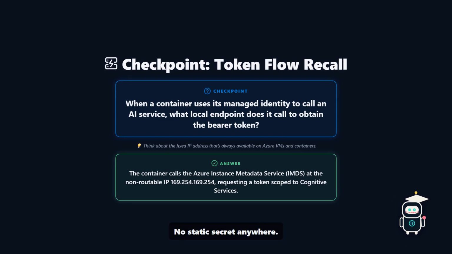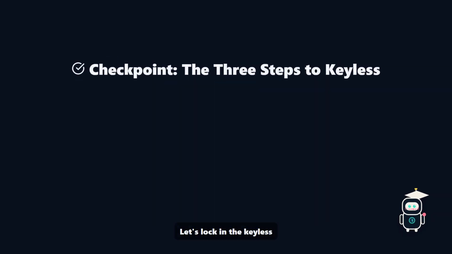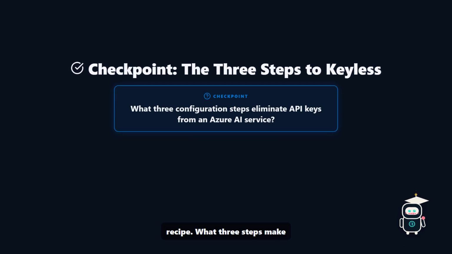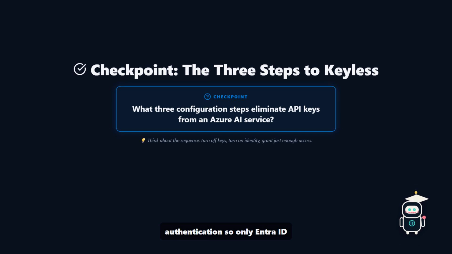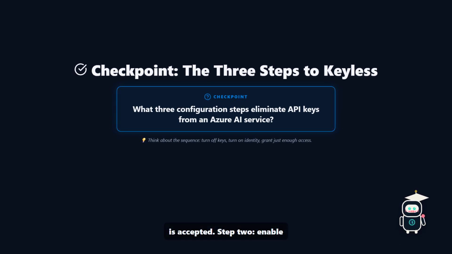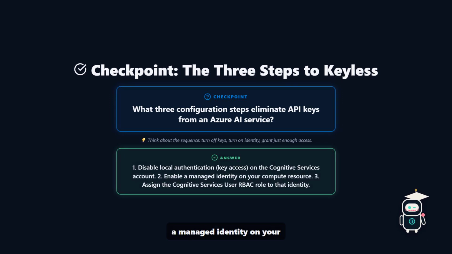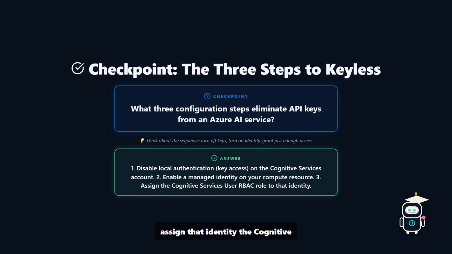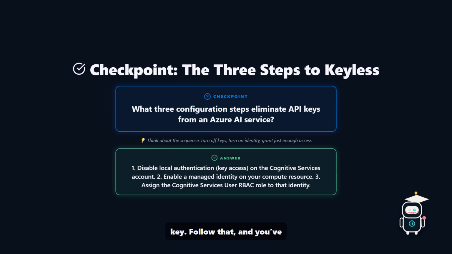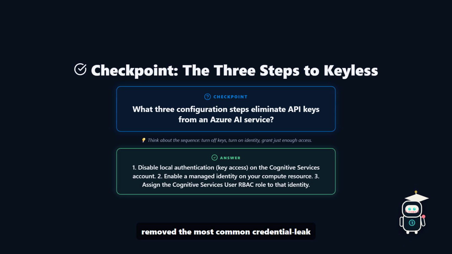Entra ID signs a short-lived JWT, and the container passes it as a bearer header. No static secret anywhere. Let's lock in the keyless recipe. What 3 steps make keys disappear? Pause and recall. Step 1. Disable local authentication so only Entra ID is accepted. Step 2. Enable a managed identity on your container or app. Step 3. Assign that identity the Cognitive Services User role on the AI Services account. No API key. Follow that, and you've removed the most common credential leak vector in Azure AI.